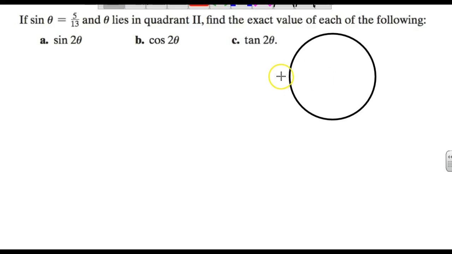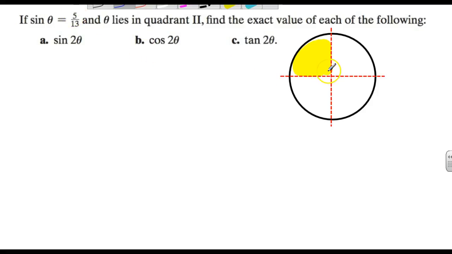All right, and it says that we are in quadrant 2. So there's my x-axis, there's my y-axis, and I'm in quadrant 2. So remember, this is quadrant 2 over here. All right, and the sine is 5/13. Remember sine, if I put a point, I'm just going to put it arbitrary. Notice the sine is opposite over hypotenuse.